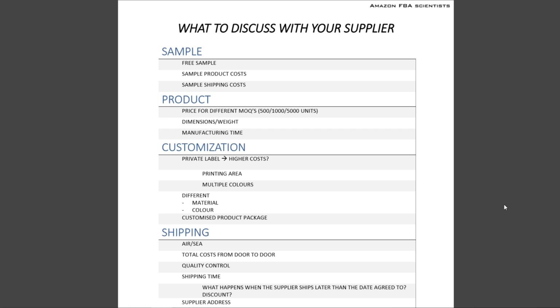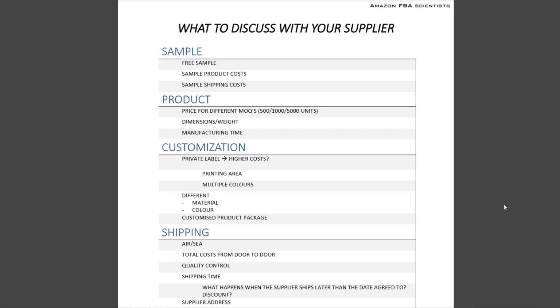The product itself. What is the price for different MOQs, meaning minimum order quantity? So, for example, 500 units, 1000 units, and 5000 units. If you get a price for all of those, you will get a really good indication on how much money it will save you if you acquire economies of scale.